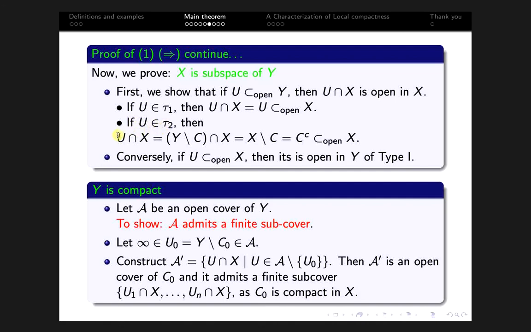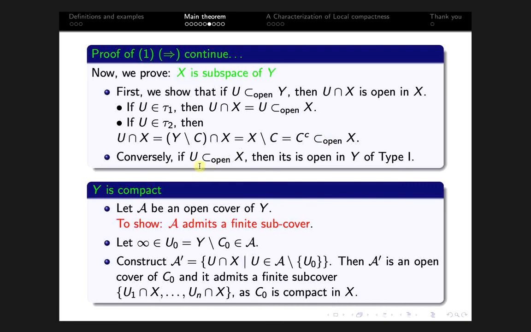And now if U is open of type 2, then U equals Y minus some compact set C in X. So U intersection X equals Y minus C intersection with X, which is equal to X minus C. Here X intersection Y equals X, and C intersection X equals C, because C is a compact subset of X. So C is closed in X, and X minus C is the complement of C. C is closed, so the complement is open. So this is open in X.